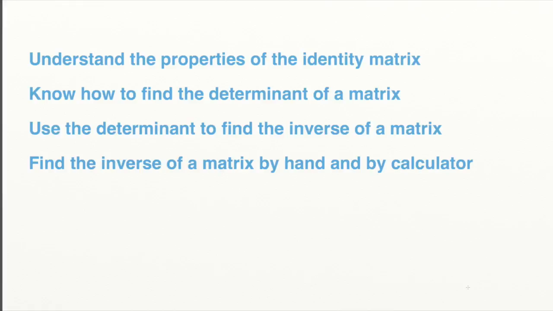So hopefully that's pretty straightforward. Visiting the learning intentions once again, we now understand the properties of an identity matrix. We know how to find the determinant. We know how to use the determinant to find the inverse, and how to find it by hand and by calculator. Hopefully it's all pretty easy.